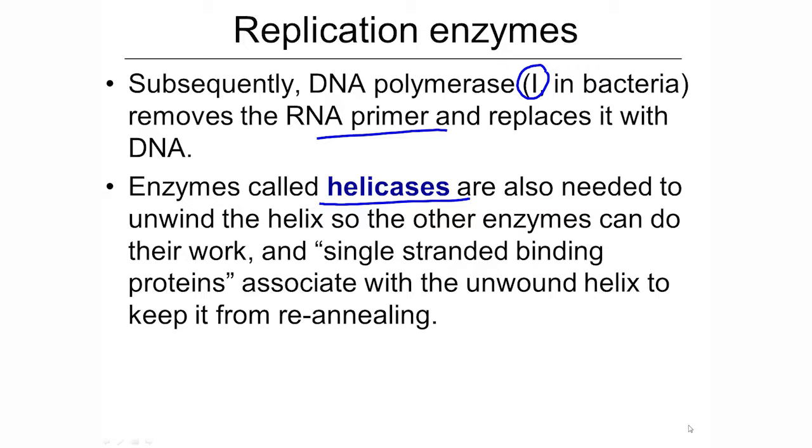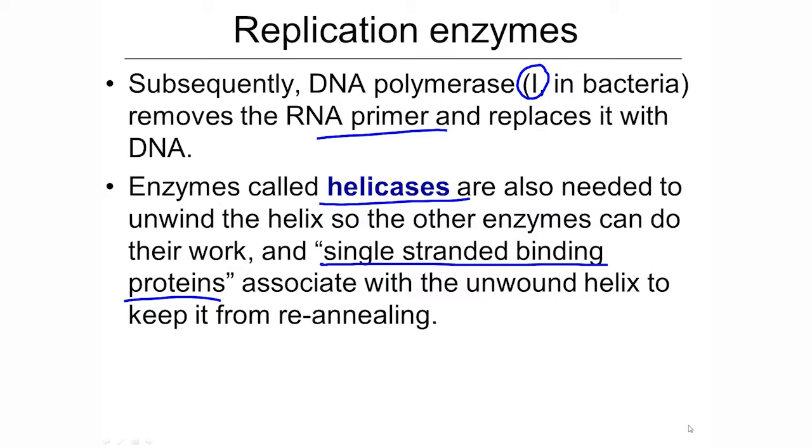The other enzymes can't do their work unless this thing is opened up, and it doesn't just happen spontaneously. In addition, there are SSBs, single-stranded binding proteins, that are also needed. They associate with the unwound helix to stop it from going back together, from reannealing. After all, DNA wants to be in the double helical conformation. So if the SSBs bind to it, it blocks them from reannealing while every enzyme can get its work done.